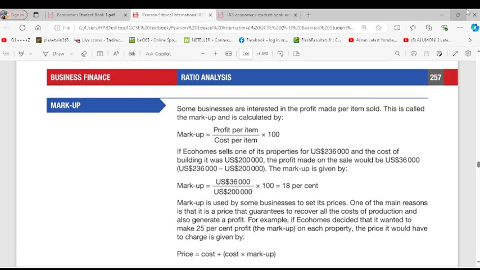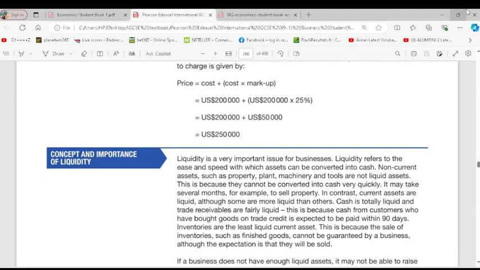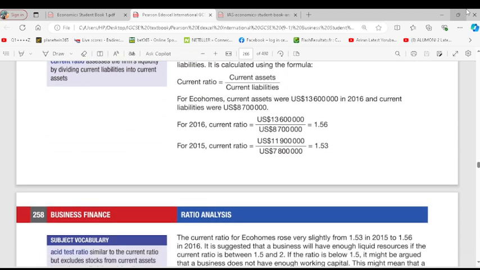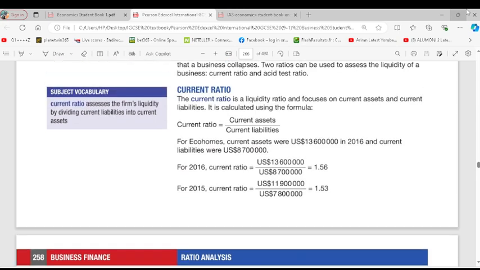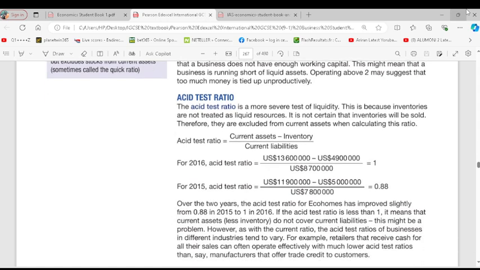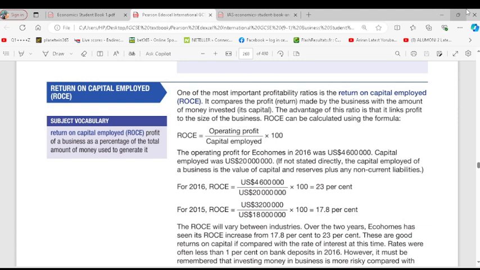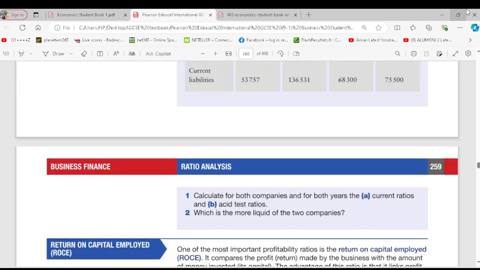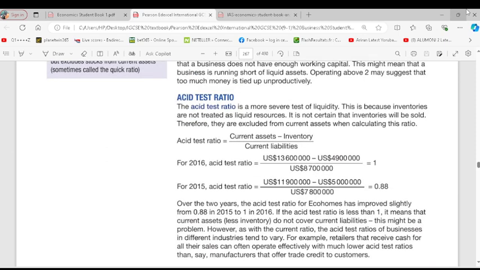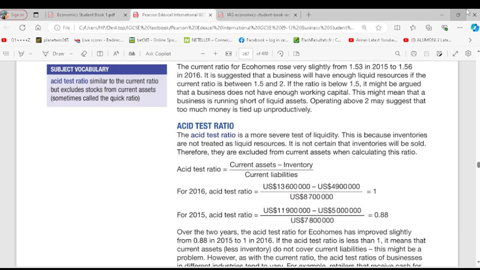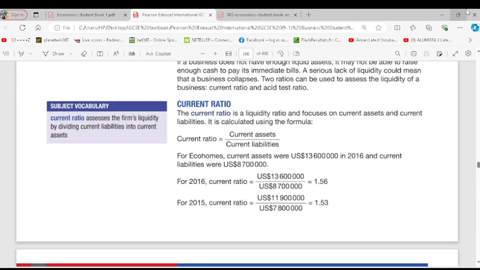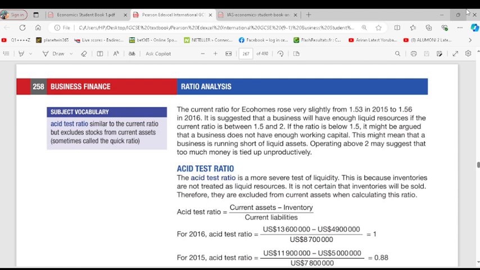Acid test ratio. We did that, right? I explained acid test ratio: current assets minus inventory divided by current liabilities. We talked about it.